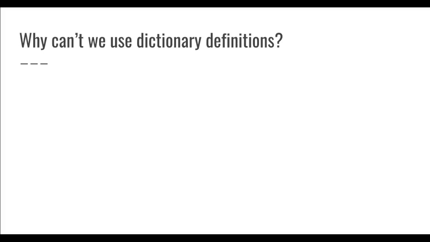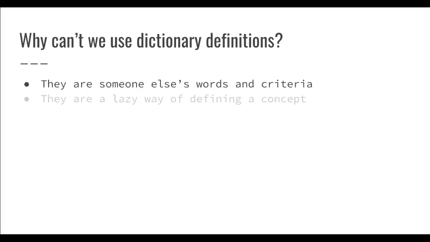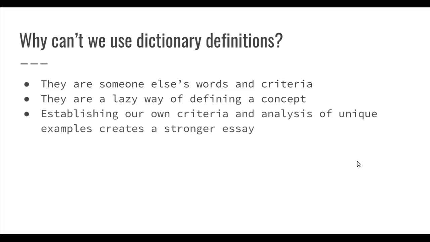So why can't we use dictionary definitions? I always have students ask this. First thing is, they're somebody else's words. They're somebody else's criteria. It's not yours. It's also a very lazy way of defining a concept. Establishing our own criteria and analysis of unique examples creates a much stronger essay.